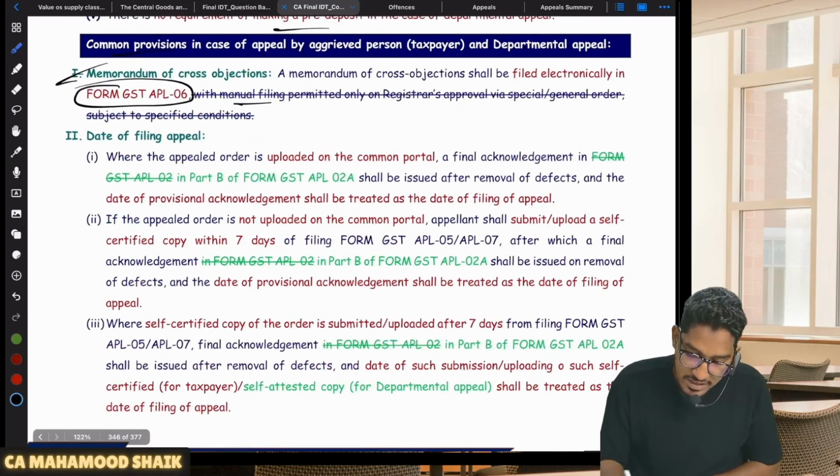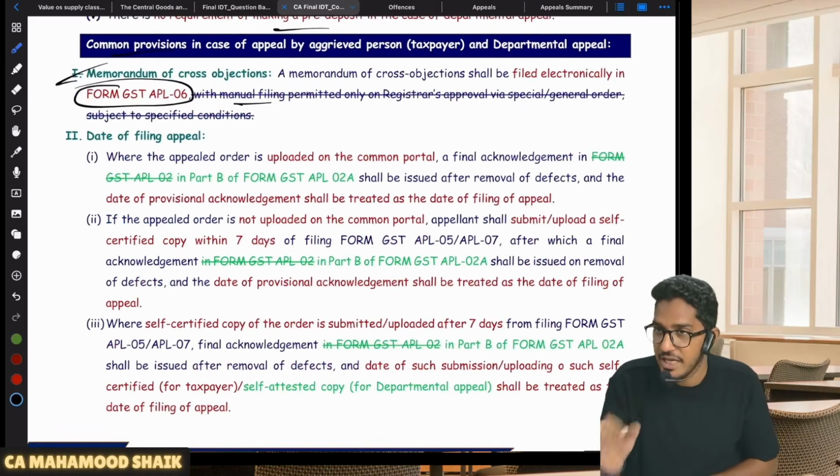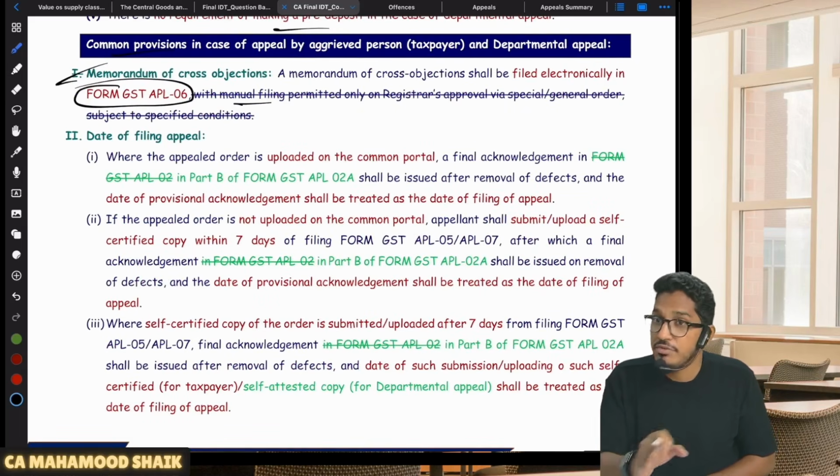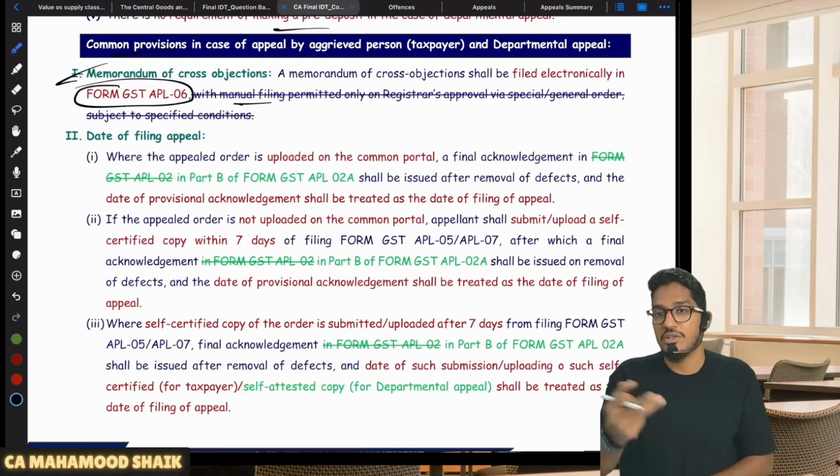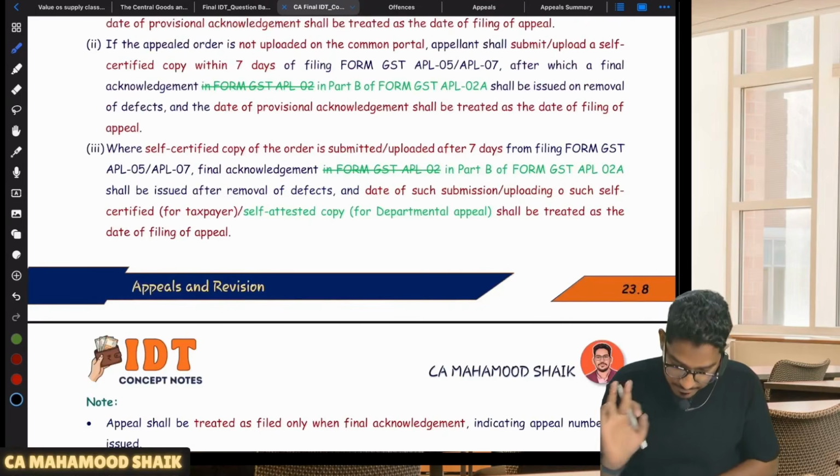Then what is the date of filing of appeal? I have already told you this. If you are uploading the order on the portal, it is the date of provisional acknowledgement. If you are not uploading the order on the portal, but you submit the self-certified statement within 7 days, it is the date of provisional acknowledgement. In all other cases, it is the date of submission of the self-certified statement.